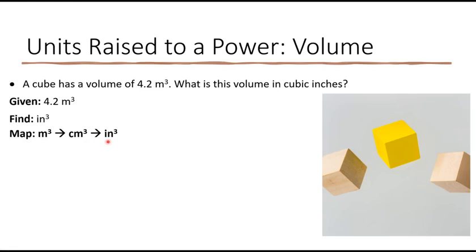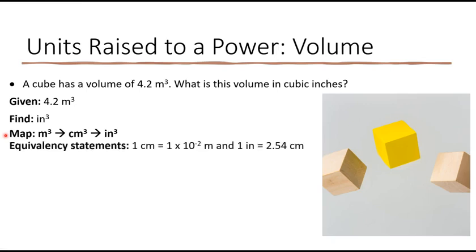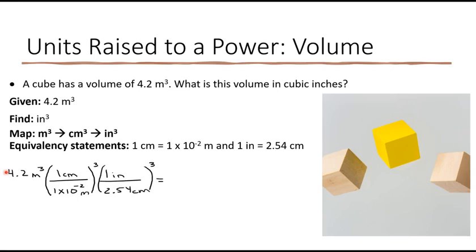Since we want volume, all we have to do is cube our relationships, the equivalency statements, the conversion factors. We're going to use 1 centimeter equals 1 times 10 to the negative 2 meters to help us go between meters and centimeters, and 1 inch equals 2.54 centimeters to go between centimeters and inches. However, we're going to have to cube each relationship. Let's start off with the 4.2 cubic meters. We're going to put 1 centimeter on top, 1 times 10 to the negative 2 meters at the bottom, but we're going to cube it. Then 1 inch on top, 2.54 centimeters at the bottom, but we're going to cube it.